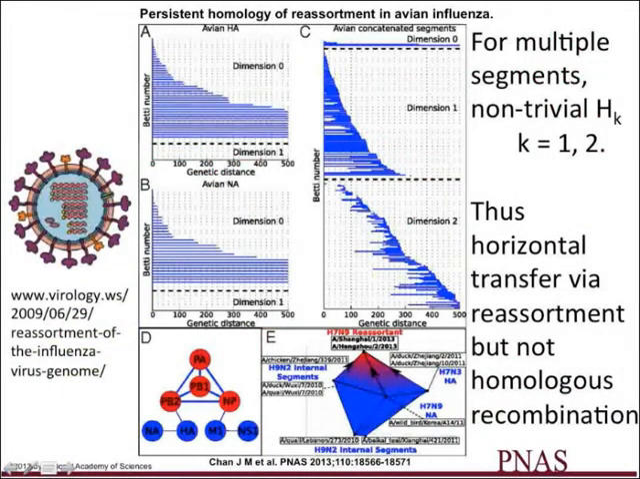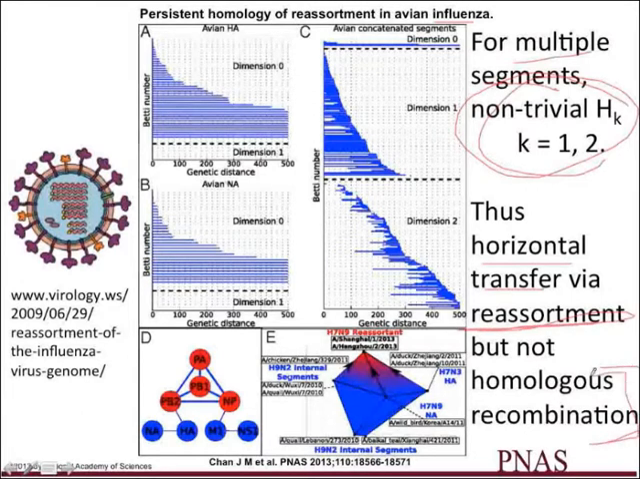But if we take a look at multiple segments, so still the influenza, then we do get the non-trivial homology for both K equals 1 and 2, and thus there is this horizontal transfer. There are reticulation events, but via reassortment, since we saw there was not homologous recombination among the individual segments.